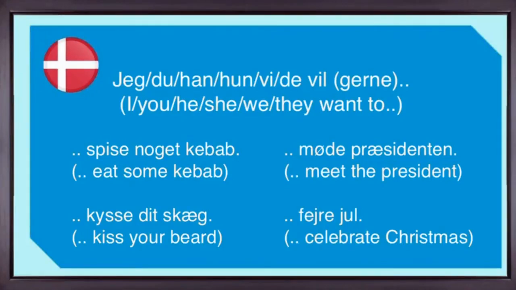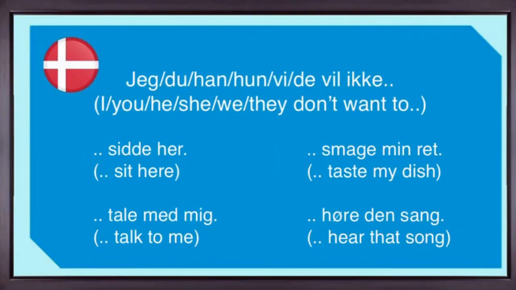And we're gonna continue like this with all these many personal pronouns. Again, we only use one at a time, so it's not that complicated. It just looks that way. Alright? So, jeg, du, han, hun, vi, de, vil, ikke. We don't want to do. They don't want to do. Or we don't want to do.